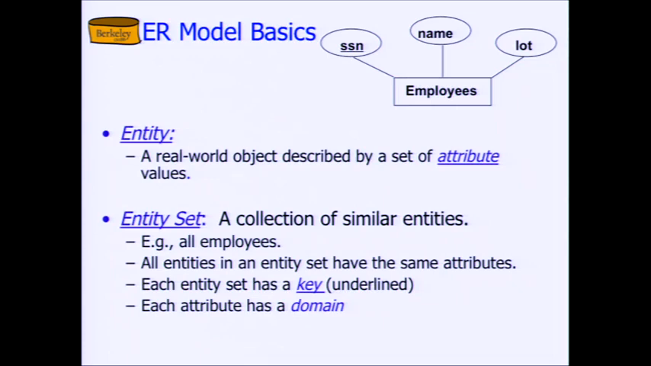And we're going to draw entity sets as boxes, that is to say rectangles, with names on them. And the attributes of the entity set will be drawn as ovals connected by undirected edges to the rectangles. And the key columns will be underlined. So here's an entity set of employees. The key is social security number and nothing else. But there are also attributes for name and parking lot.